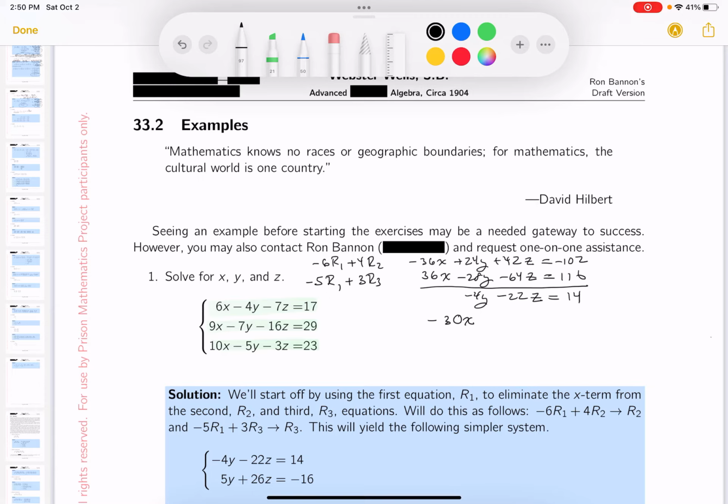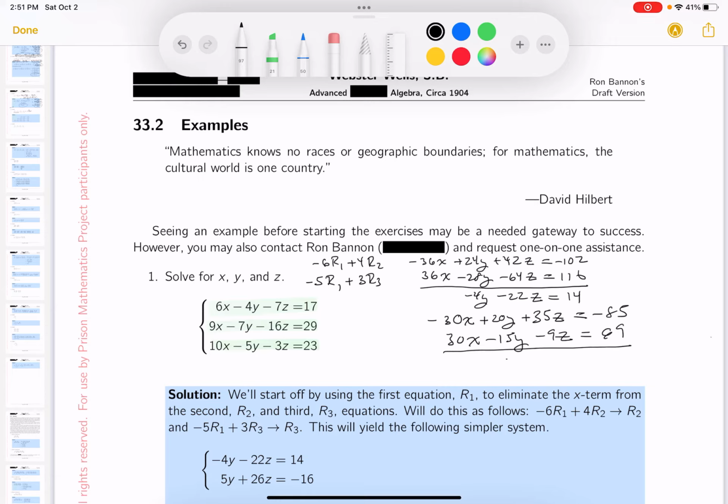Minus 5 times minus 4 is plus 20y, minus 5 times minus 7 is plus 35z, and minus 5 times 17 is going to be minus 85, and 35 minus 85. And then I'm going to do 3 times row 3. That's going to be 30x minus 15y minus 9z equals 3 times 23 is 69, right? Little bar here. And let's do it.